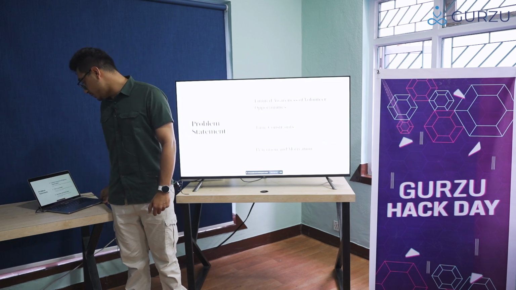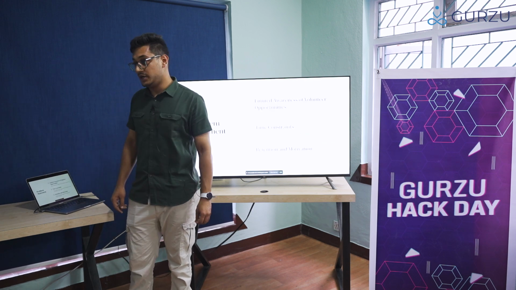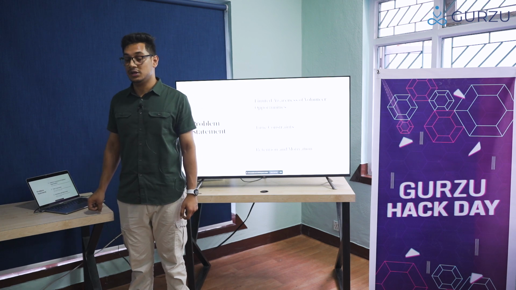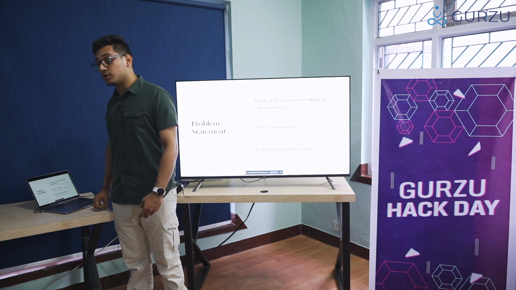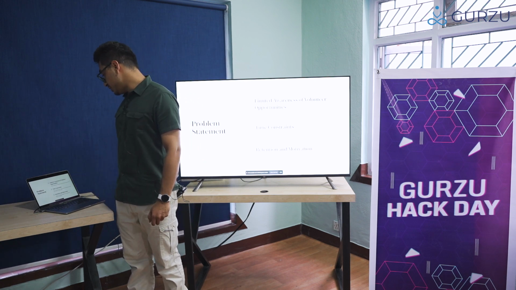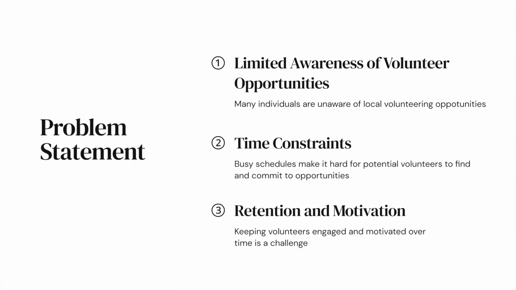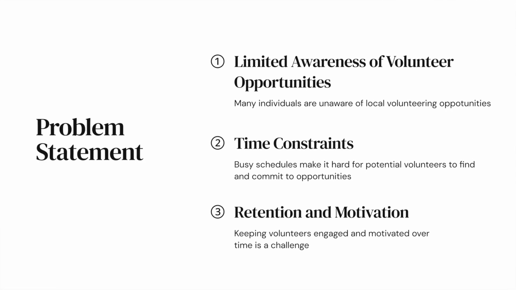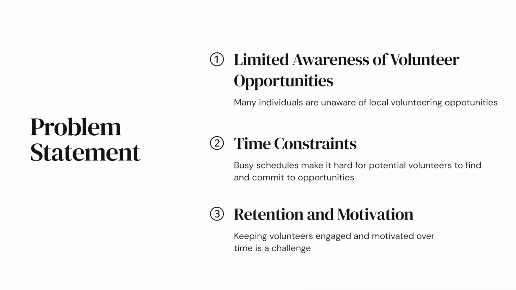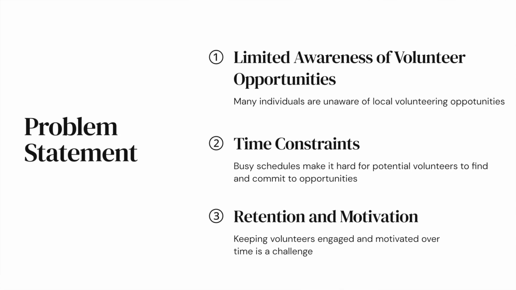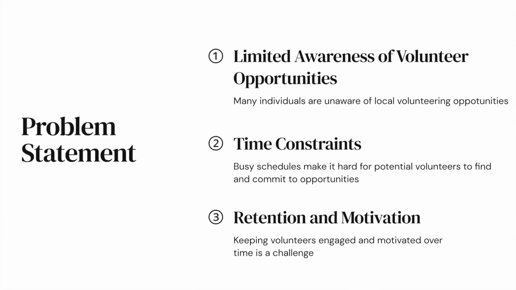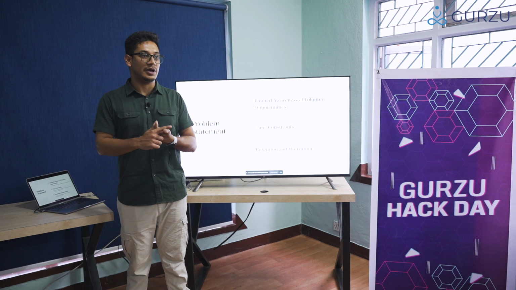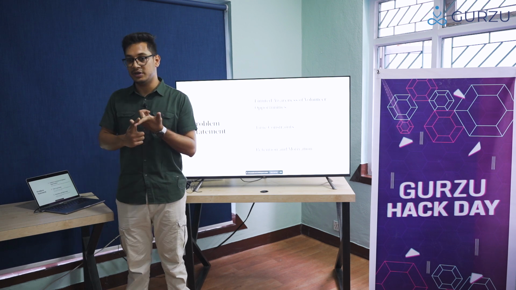Starting off with the problem statement, what are the problems that we currently see in our communities? Limited awareness of volunteer opportunities. Even myself, I could find some events that had already been organized in the past, and I feel like I missed that. So this could be a way that a volunteer could register into the system and look around at the events happening near them.